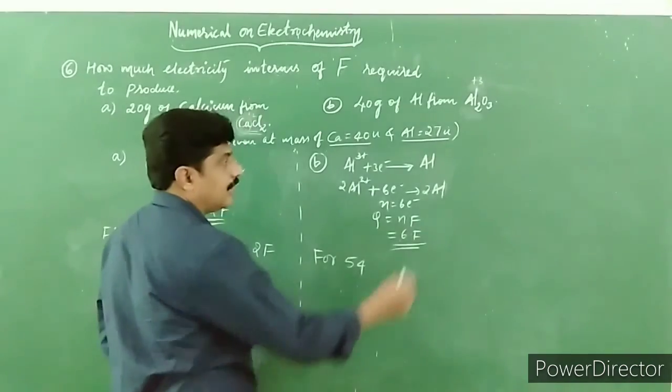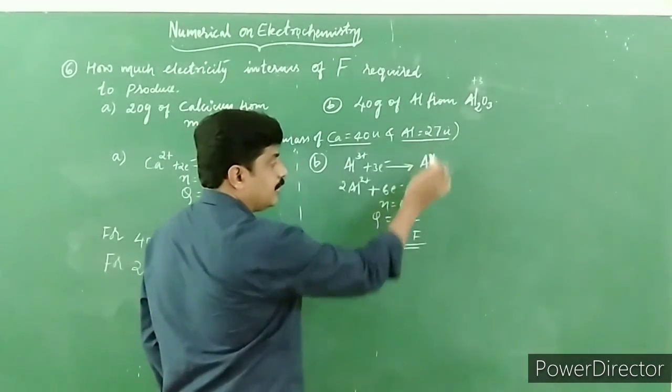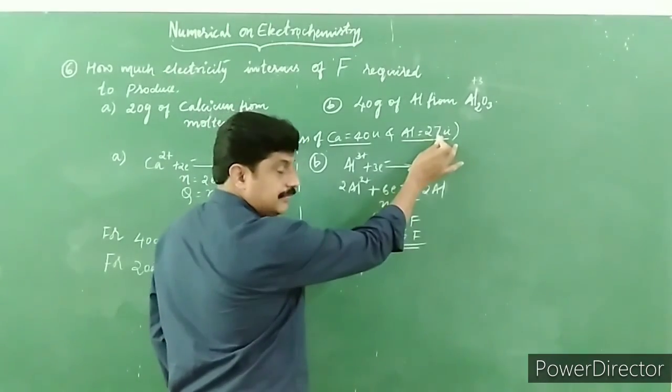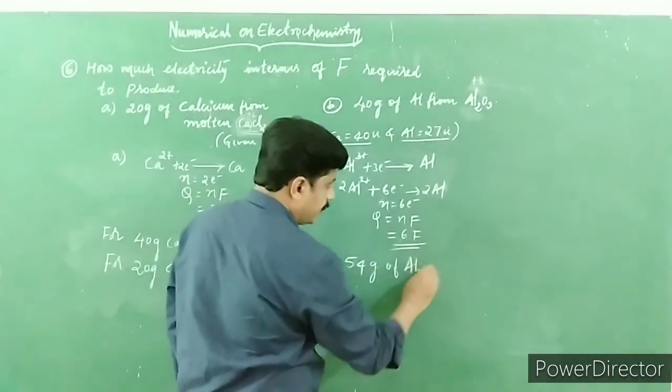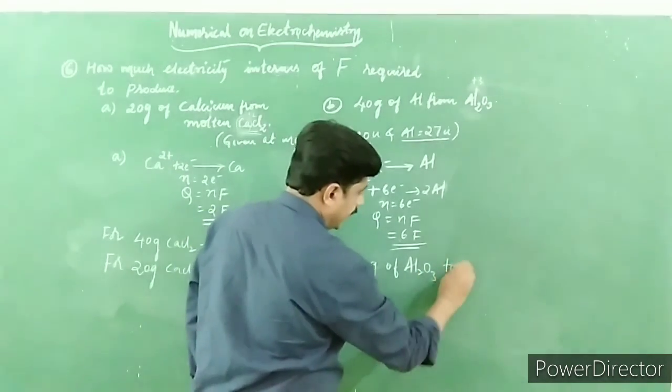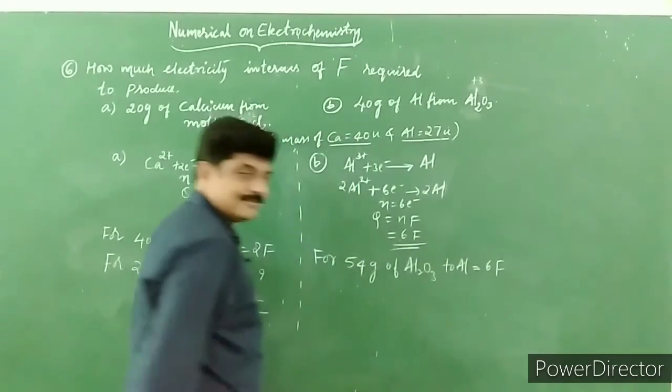Children, the atomic mass of aluminum is equal to 27. How many atoms are there? 2 atoms. 2 into 27, 54. So for 54 grams of Al2O3 to Al, you require 6 Faraday.